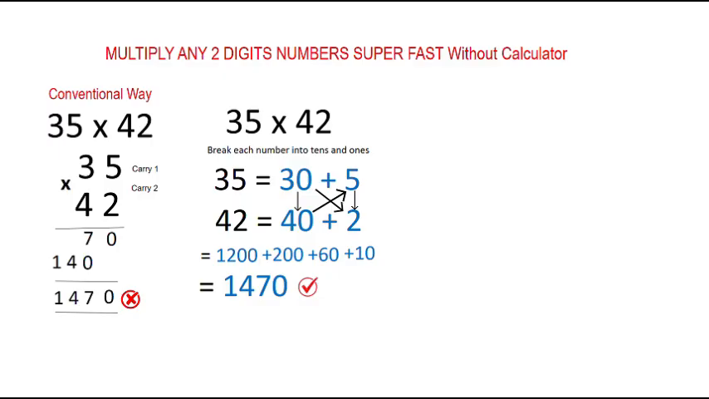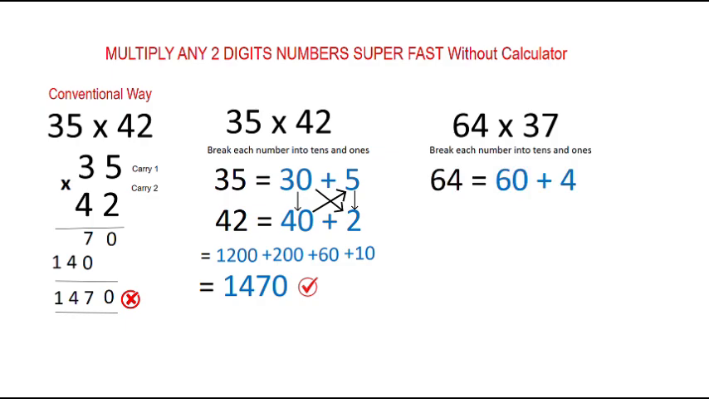Let's take a look at another example. We have a number like 64 times 37. So just like I said earlier, first of all, break these numbers down. 64 is equal to 60 plus 4, and then 37 is equal to 30 plus 7. After this, then cross multiply these numbers.